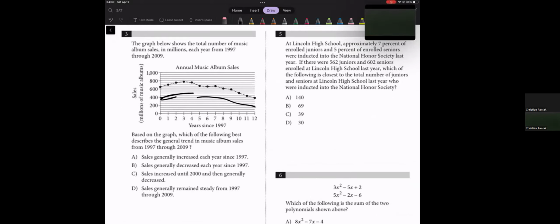Sales increased until 2000. So let's see, if this is 1997, then this would be 1998, 1999, 2000. So right about there. Yeah, they were going up until 2000, and then they started going down. So that actually makes a lot of sense. Sales generally remained the same or steady from 1997 to 2009? No, they were moving around. So the best one that makes sense is C.